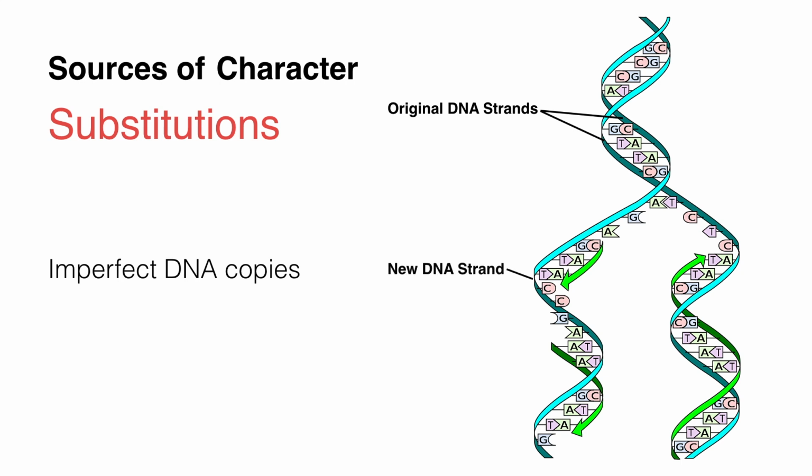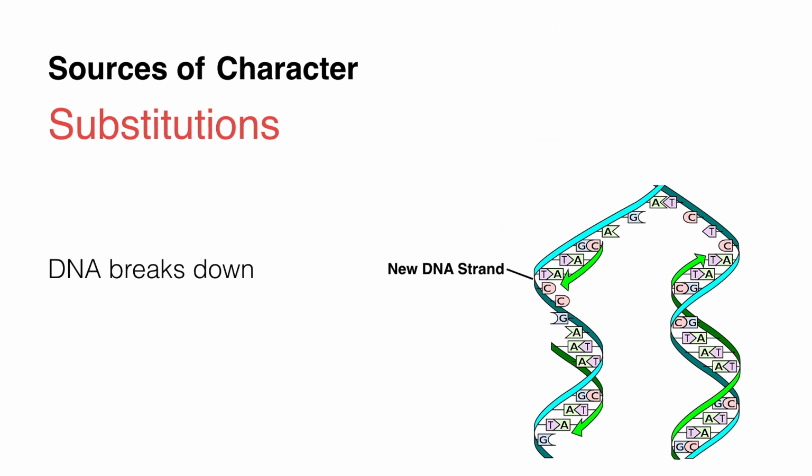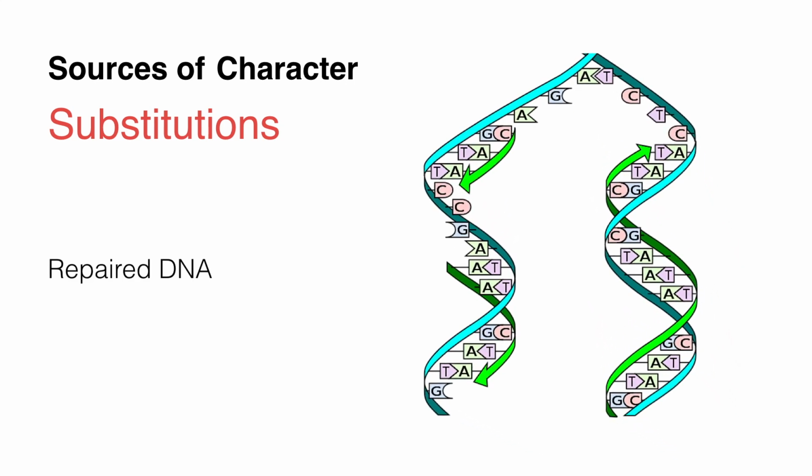Sometimes the copy is not perfect, substituting one or more of the characters of the original sequence. DNA is broken down by the action of natural or external agents. When this happens, the cell repairs the damage. Nevertheless, just as with DNA copies, cell restoration is not always perfect, and the repaired DNA might end up differing in a few characters from the original one.